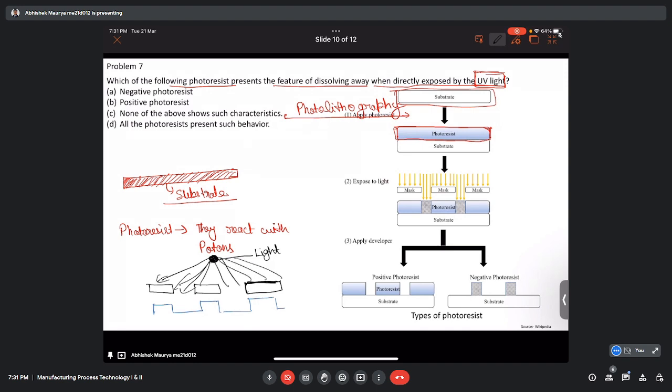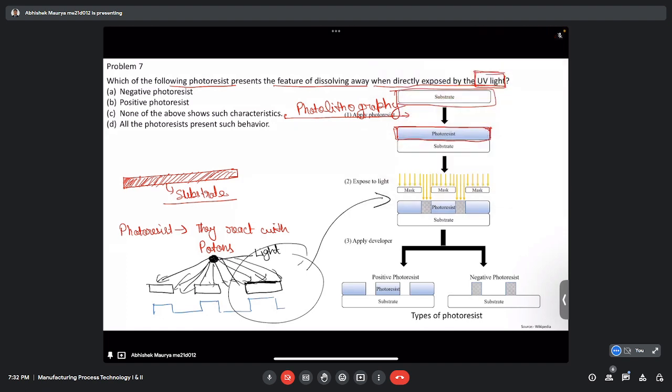The same thing has been shown here. Over the photoresist we applied some mask material. What is the task of the mask material? Mask material will just allow some selective regions to get exposed to the light or photons. It allows some selected regions to get exposed by photons.